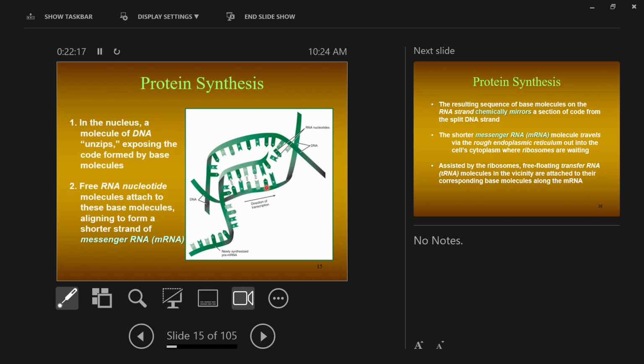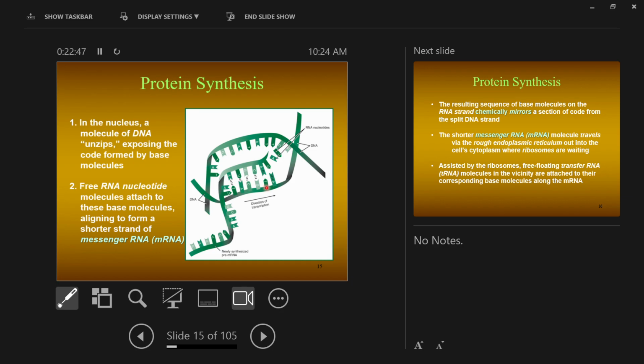Importantly, though, this strand of DNA will open up. It will be allowed to be copied, creating this new strand, and then we don't care about it anymore. Okay, it's done its job, at least for this point in time. What we care about now is this newly synthesized piece of mRNA, messenger RNA.